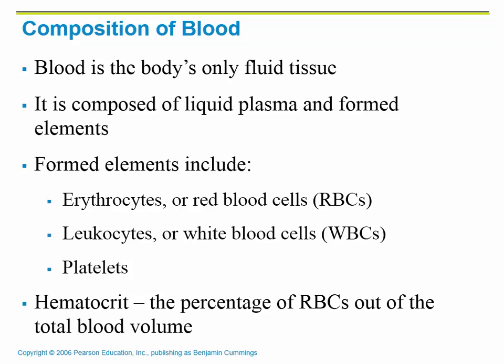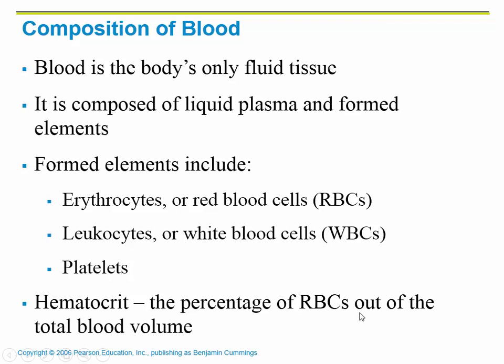So blood is the body's only fluid tissue. It is a connective tissue. We learned that in chapter 4, and it's a connective tissue because it does have that plasma matrix. So it is composed of liquid plasma and something called formed elements. And formed elements of blood are erythrocytes, which are red blood cells, leukocytes, which are white blood cells, and platelets, which help us clot our blood.